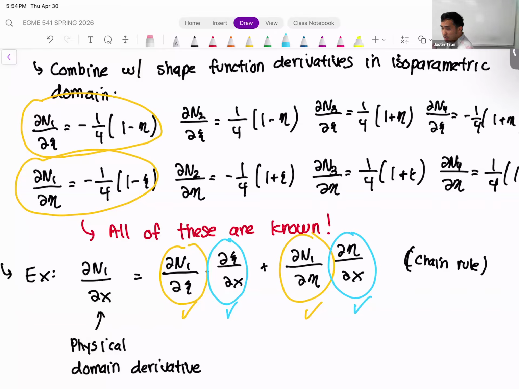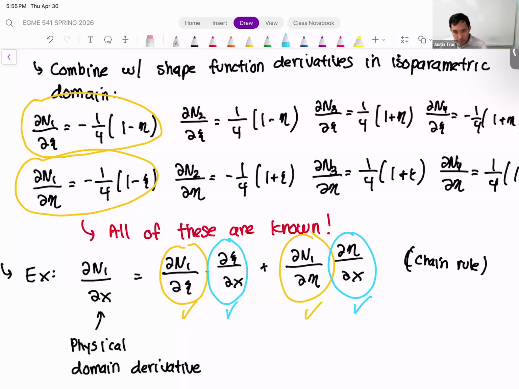So that's great, right? And so, we chained this out. We thought that we were creating more problems, but we took something that we didn't know and we're now expressing it in terms that we do know. Okay. So let's combine these two together, right? Just recognize the fact that our physical shape function derivatives are just going to be the combination of our isoparametric shape function derivatives and our Jacobian inverse.